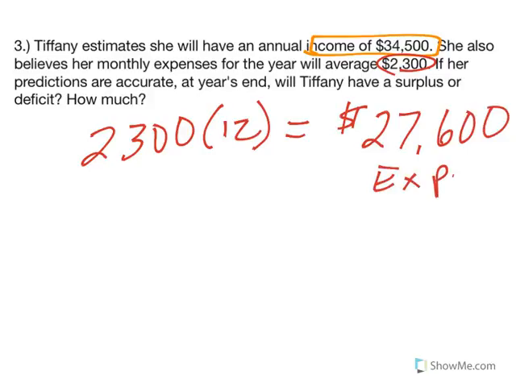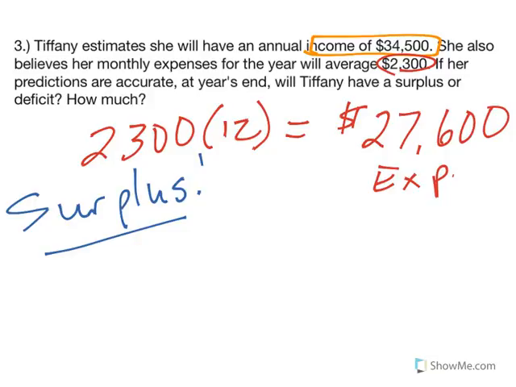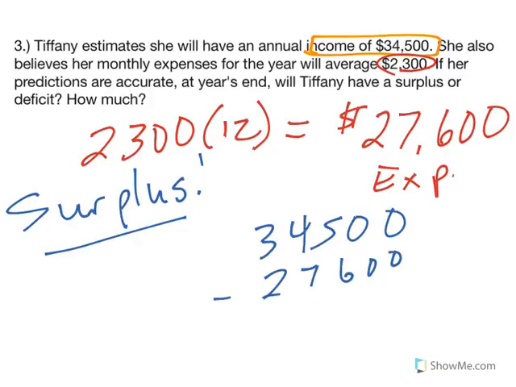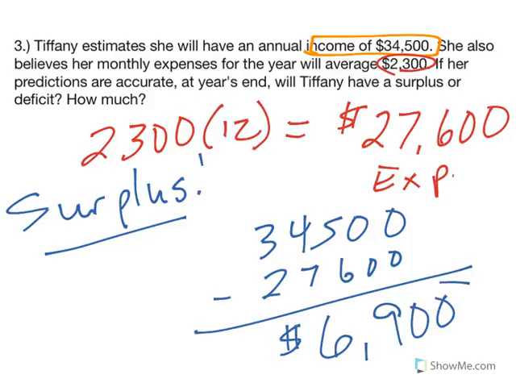Well, you can see hopefully pretty clearly that the income is more. So she's going to have a surplus. Good job, Tiffany. And if you take the $34,500, subtract the $27,600, you can see the surplus is about $6,900. That's an excellent surplus, right? Throw that in the bank. You got a little bit of savings, a little nest egg, maybe vacation. We can use a lot of things with that money.